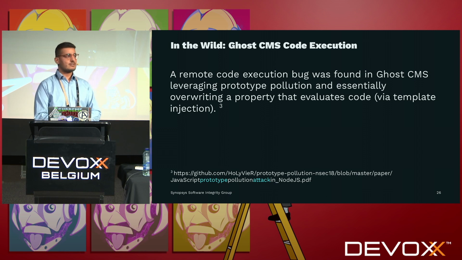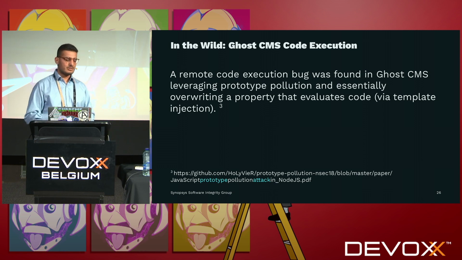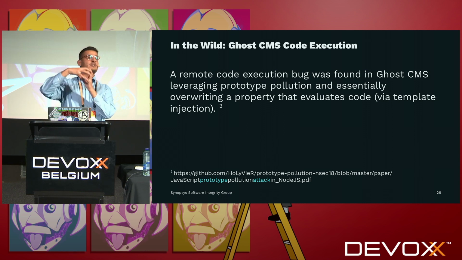And so in the wild, there was a content management system called Ghost CMS. And I've left the link, and the slides will be available afterwards. And so the attack is in detail. This is how the attack goes. The attacker modifies the prototype of a property that he can control.